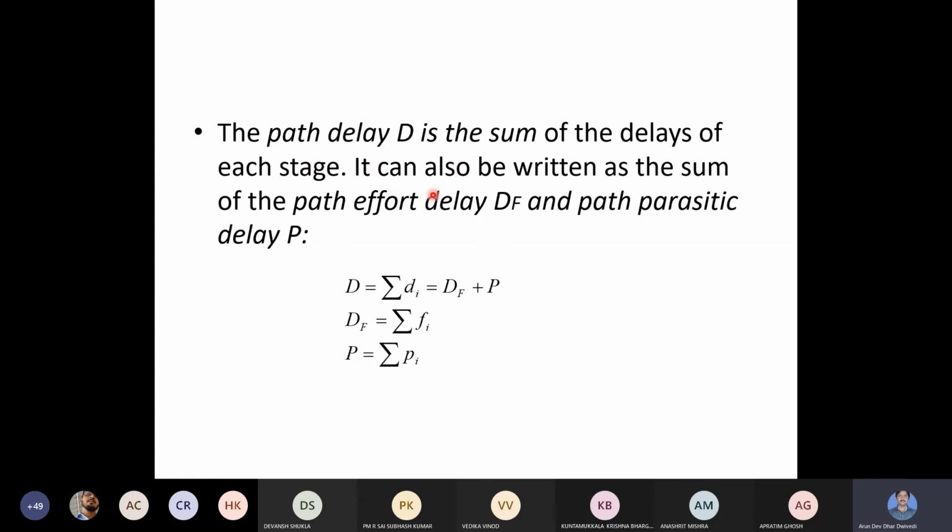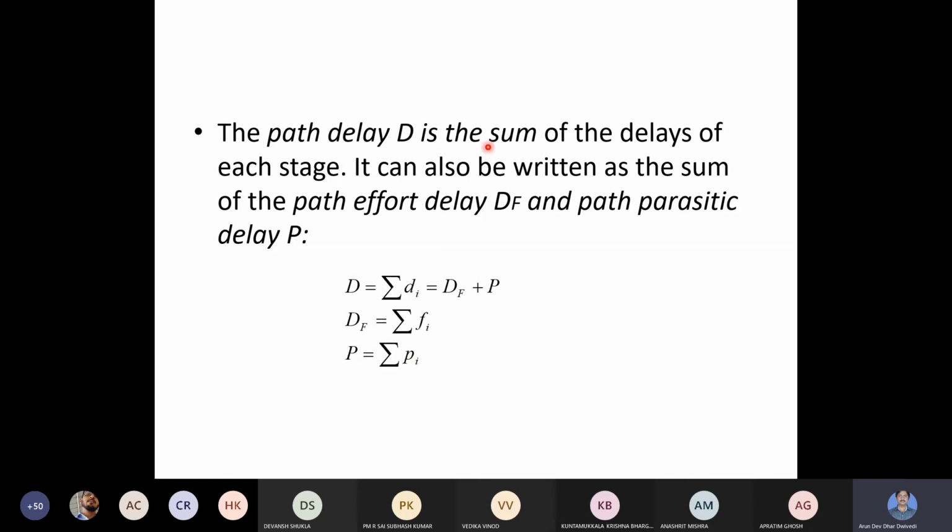It can also be written as sum of the path effort delay Df and path parasitic delay P. So this path delay D for the branch means sum of the delay of each stage. So many stages are there. In that case, this path delay D is equal to sigma Di, which may also be broken into parts Df plus P. So Df is basically sigma fi, and P, capital P, is sigma pi.